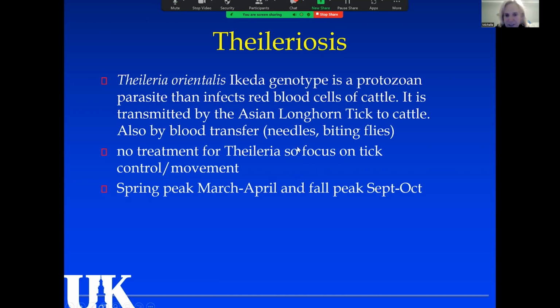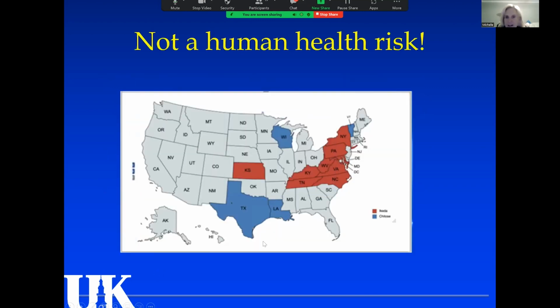And this disease is a little bit different. It has a spring peak, March and April, and also a fall peak like normal. I'll explain why shortly. And this is always a big question: is this new disease going to be a problem for people? It's not a human health risk, theileria, but it is in animals. So all the states in red have had theileria cases in cattle.